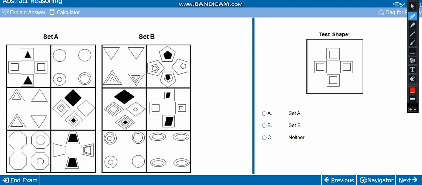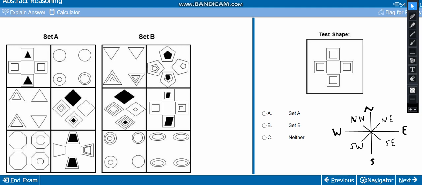I recommend skipping it and saving it for the end because you only get so much time whilst doing the test. But if you can spot the pattern straight away, that's great. I'll give you a moment now to just look at the question yourself and try and figure it out.